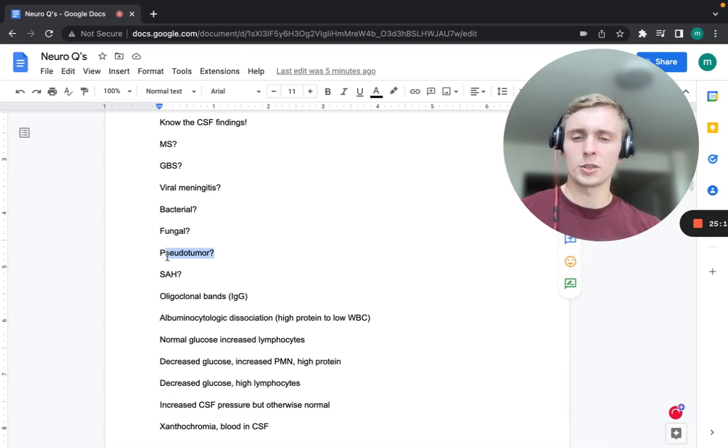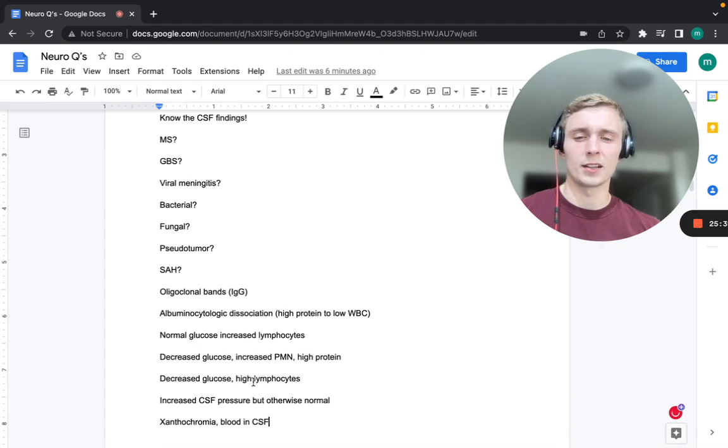And pseudotumor, like we just said, we're just going to have an increased CSF pressure, but otherwise normal. So it's just that increased CSF pressure, and we'll see conditions later that don't have an increased CSF pressure. So it's important to know for pseudotumor, increased CSF pressure, it mimics a tumor. And of course, subarachnoid hemorrhage, we're going to see that xanthochromia, which is blood in the CSF. So it might be yellow or a darker tan color, xanthochromia. So xanthochromia, blood in the CSF in subarachnoid hemorrhage.